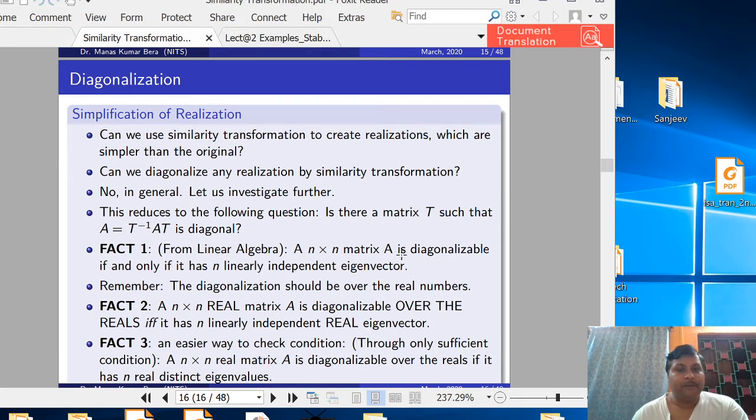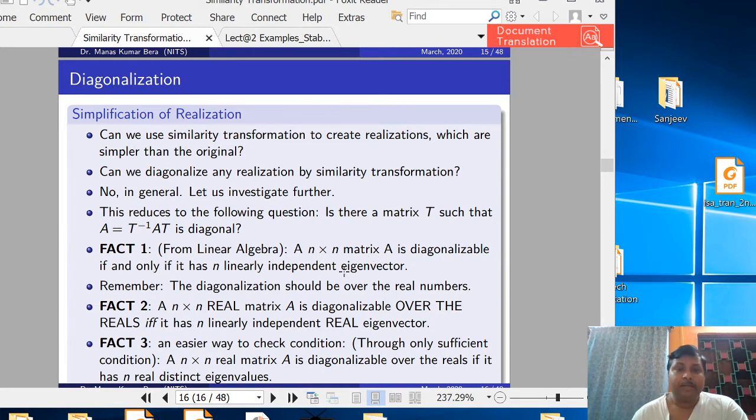Means, suppose a matrix is given to you and it is asked whether A is diagonalizable or not. It will be diagonalizable only if it has n linearly independent eigenvectors. Here we are assuming the dimension of A is n by n.